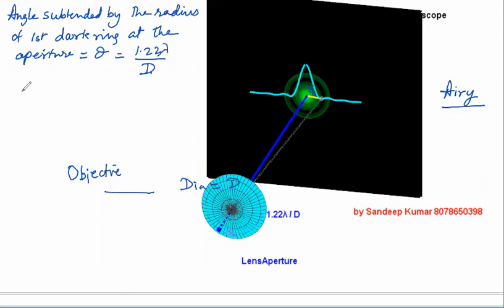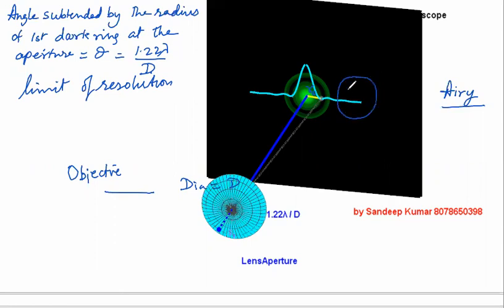This angle theta is also called the limit of resolution. Smaller the value of angle theta, that is 1.22 lambda by d, the larger the diameter. In this case, smaller will be the diffraction pattern. It means a nearby star will also produce a diffraction pattern, but they won't merge into each other. So they will appear to be distinctly seen. We will see that soon, like in this case here.